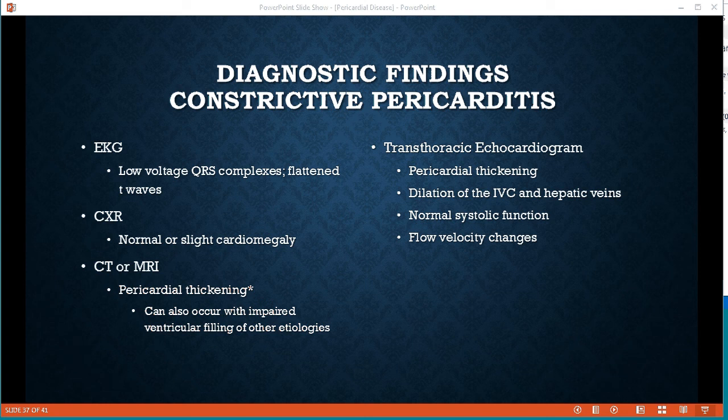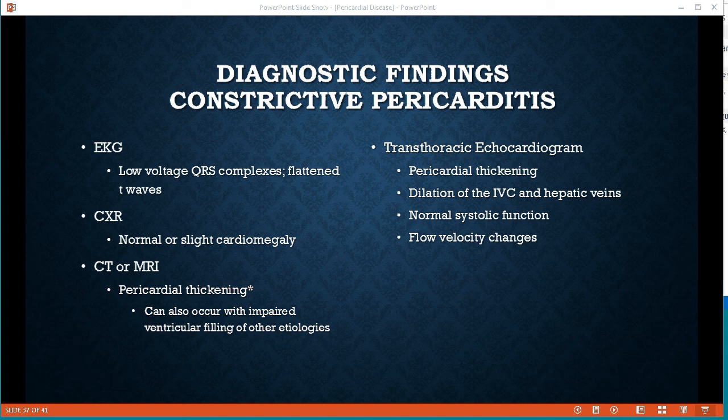And this can also occur with impaired ventricular filling of other etiologies. So pericardial thickening of itself is not always just constrictive pericarditis. But if you have the signs of pericarditis and on CT scan you see pericardial thickening, then this will aid in your diagnosis of this being a constrictive pericarditis. The other main test you can do is transthoracic echocardiogram. You may certainly see signs of pericardial thickening. You'll see dilation of the inferior vena cava, and that kind of makes sense when you think that you don't have full filling of the ventricles at diastole, like we talked about on the previous slide.